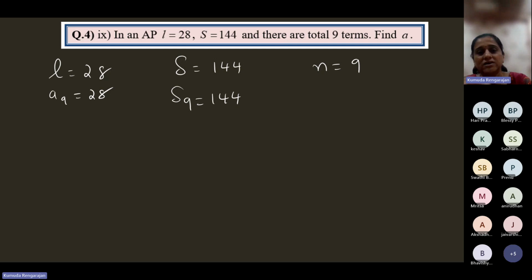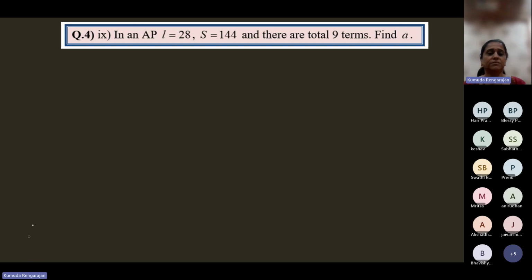And again, I'll not be able to justify that. But when I say that since it is S 144 with no mention of number of terms, we have to take the sum of all the terms. Because you cannot assume it is S2 or S3 or S4 or S5. Totally 9 terms are there. So S means S9 is 144. It's a very sensible assumption. S9 is 144. Write it again.